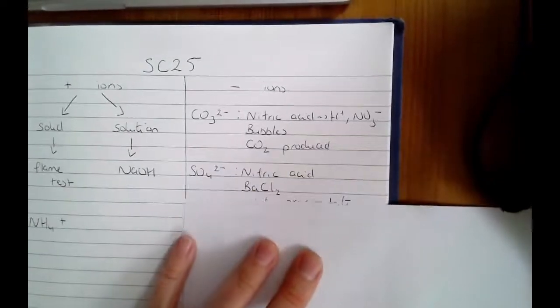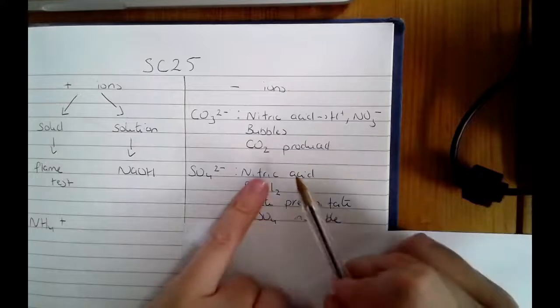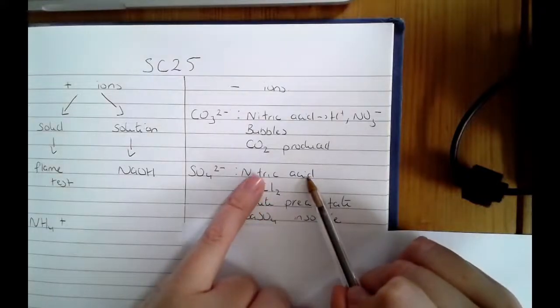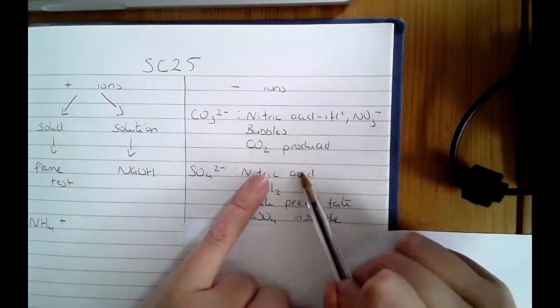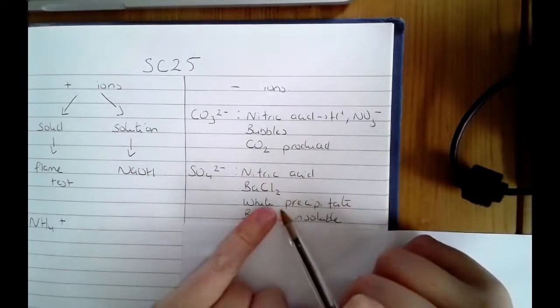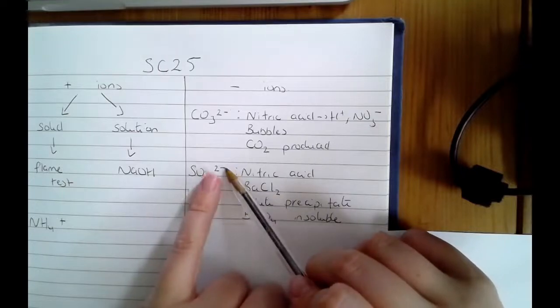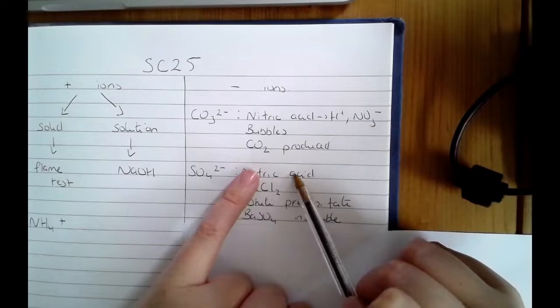Another test you need to know is the sulfate test. So the first thing I'm going to do is add some nitric acid. And again, I'm doing this to make sure I don't have a carbonate present. Once I see that there's no bubbles, I can rule out carbonate, and then I can continue on with my sulfate test. But if you're asked purely for a sulfate test, you do still need to say that you're going to start by adding an acid.